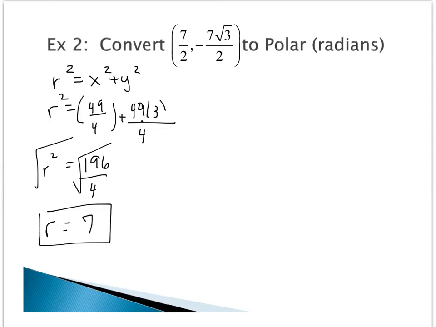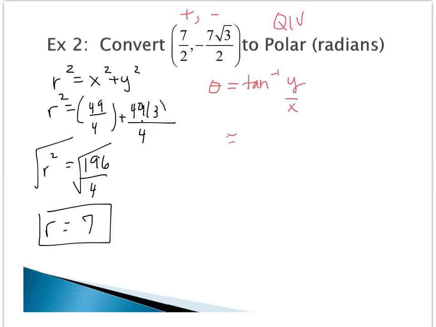Now if we want to find our angle, we use the idea that theta is equal to tan inverse of y over x. Before we do our tan inverse, we want to look at the signs of x and y. We can see that we have a positive x and a negative y, which means that we are in quadrant 4. Based on that, when I get my angle from doing tan inverse, that'll be my reference angle into the 4th quadrant.